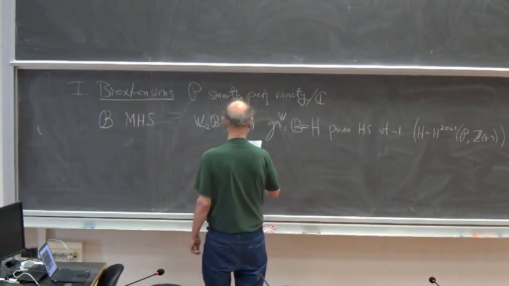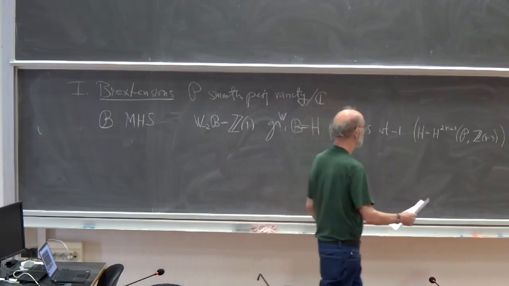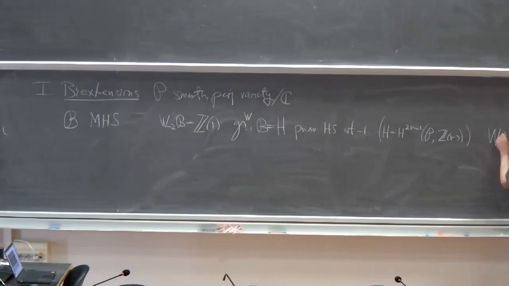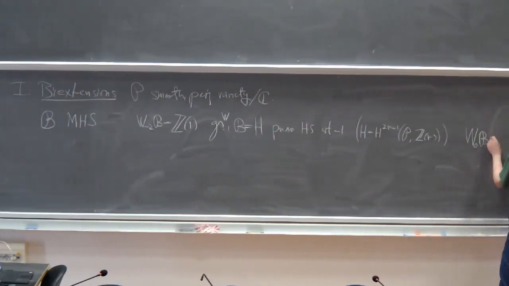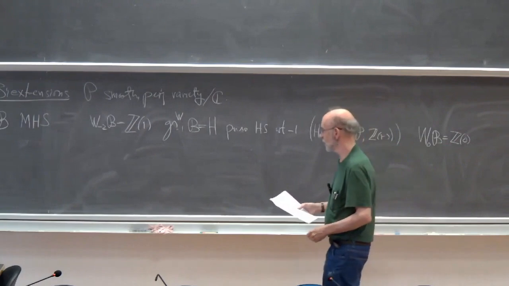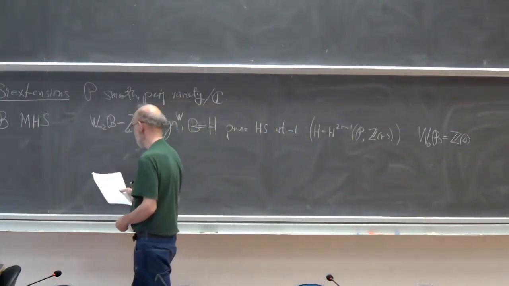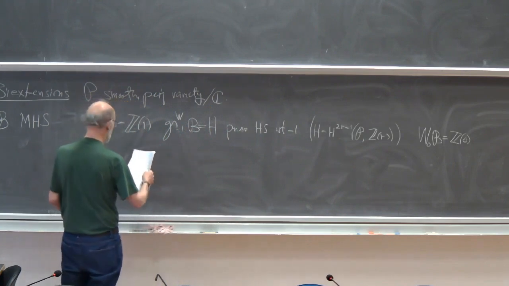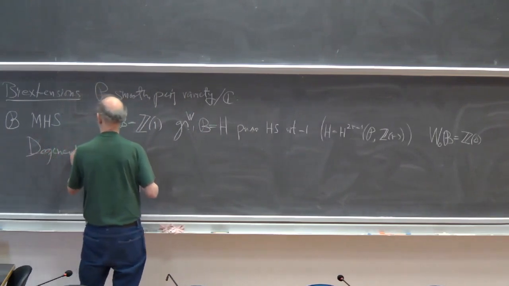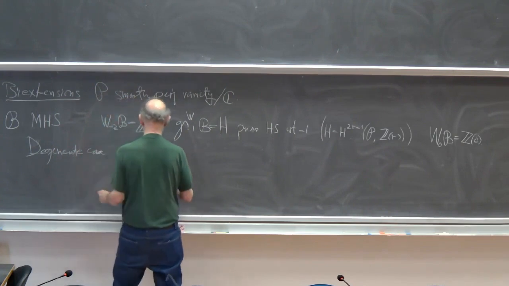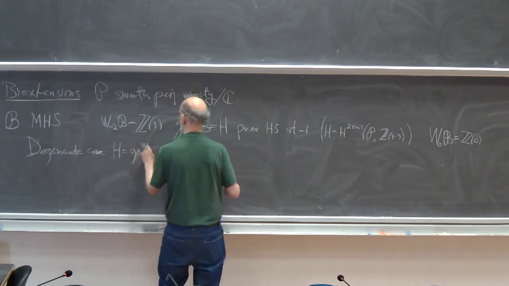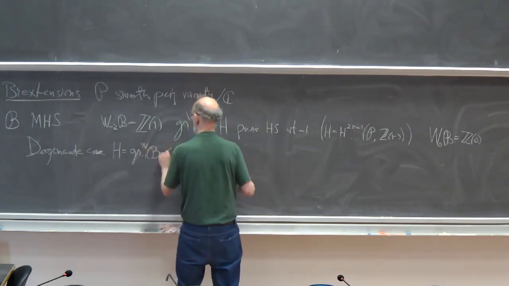Right. And so Z of 1. Oh, and something's missing here. I need to know W 0 of B is just Z of 0. Okay. So that's the setup. But the first thing I want to do, I want to sort of focus on the case, which is the degenerate case. And that's the case when H, which is Gr W minus 1 of B, is 0.